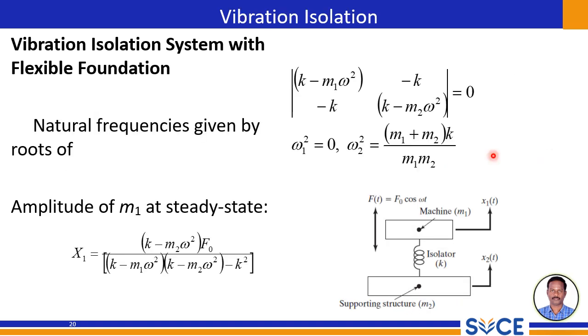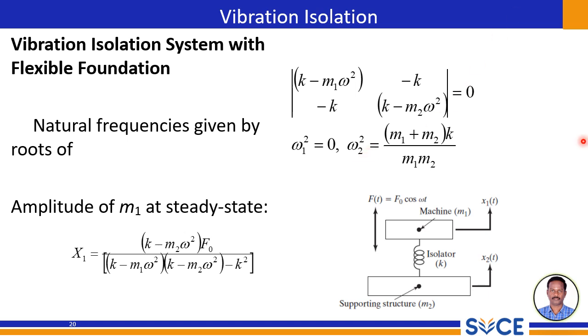Let's delve deeper into the analysis of the vibration isolation system with flexible foundation. This slide focuses on determining the natural frequency of the system and the steady state amplitude of the machine vibration. As we discussed in the previous slide, this system has 2 degrees of freedom because the foundation is flexible. This means we need to find two natural frequencies to fully understand the system's dynamic behavior. Natural frequencies are given by these expressions, where one of the natural frequencies is 0, as we have already seen in our 2 degree of freedom systems.